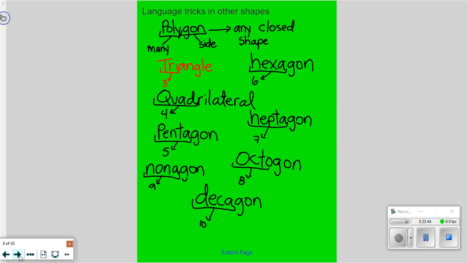Are there any other shapes that don't have 10 except for the name polygon? Yes, but we're not going to deal with it. All right.